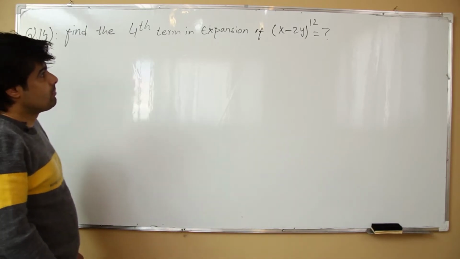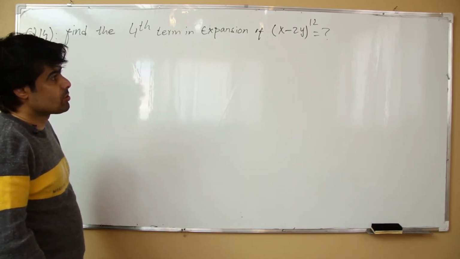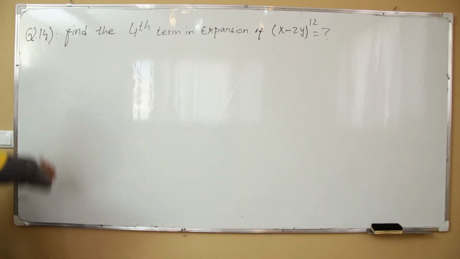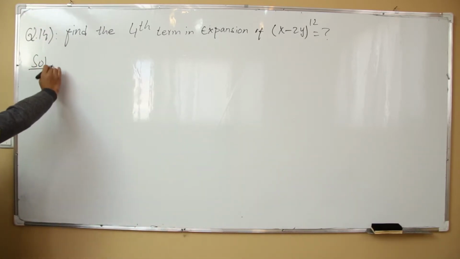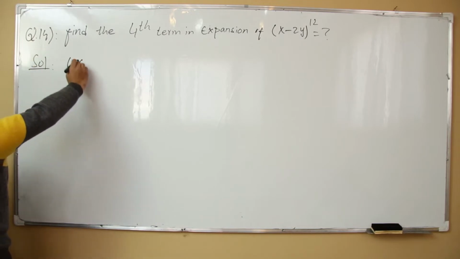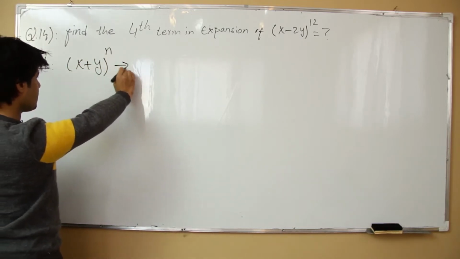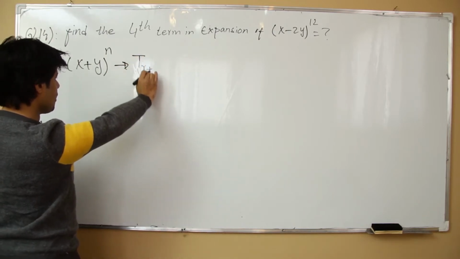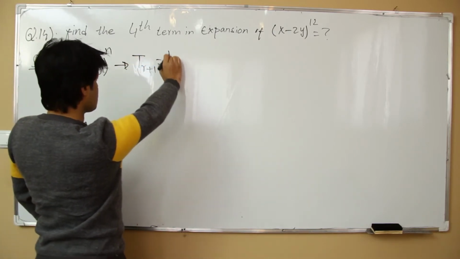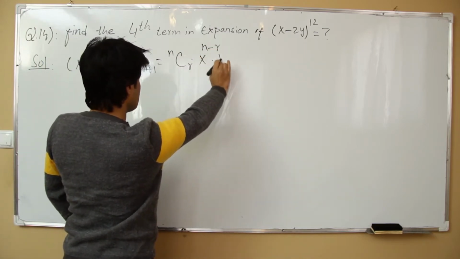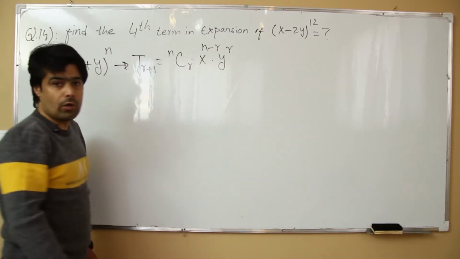Question number 14. Find the fourth term in the expansion of (x − 2y) whole raised to the power 12. Whenever you want to define a general term in an expansion of (x + y) raised to the power n, the general term is T(r+1) is equal to nCr x to the power n minus r, y raised to the power r.